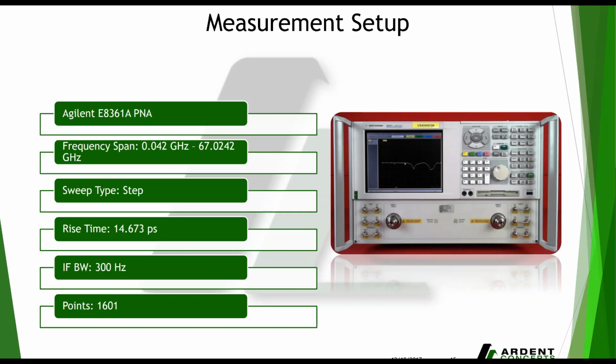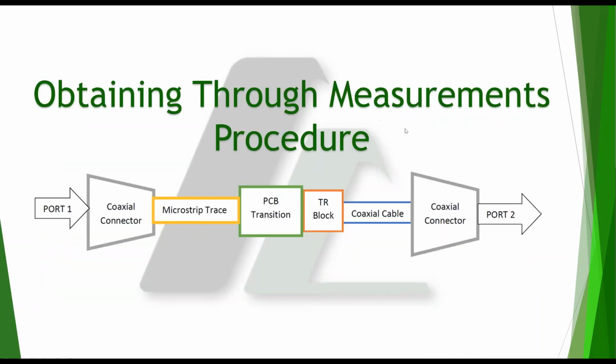As you can see, the frequency span is 0.042 gigahertz to 67 gigahertz. The sweep type is step. Rise time is 14.673 picoseconds. The intermediate frequency filter bandwidth is set at 300 hertz. Points that we're going to be pulling for this is 1601. So we're going to go through obtaining the through measurement so we can get a return loss. And this is the method that we use and recommend in our TR evaluation kit manual.